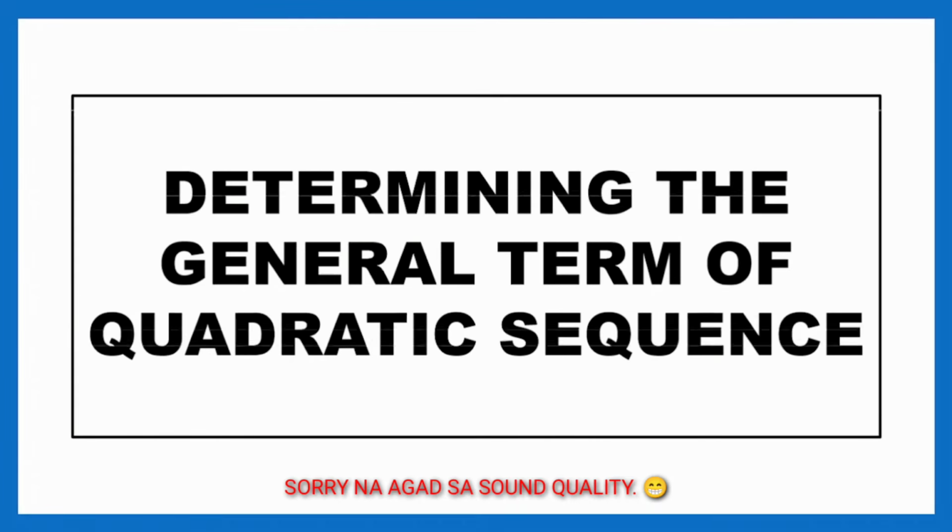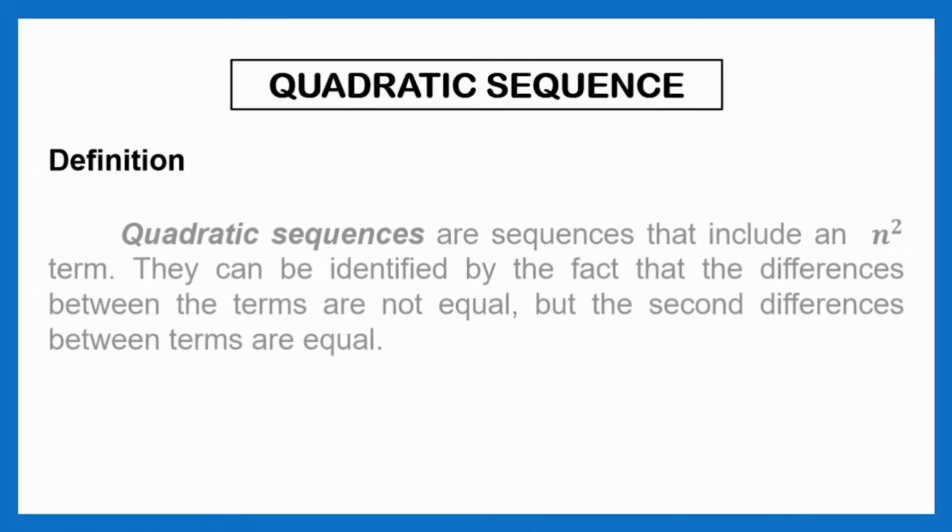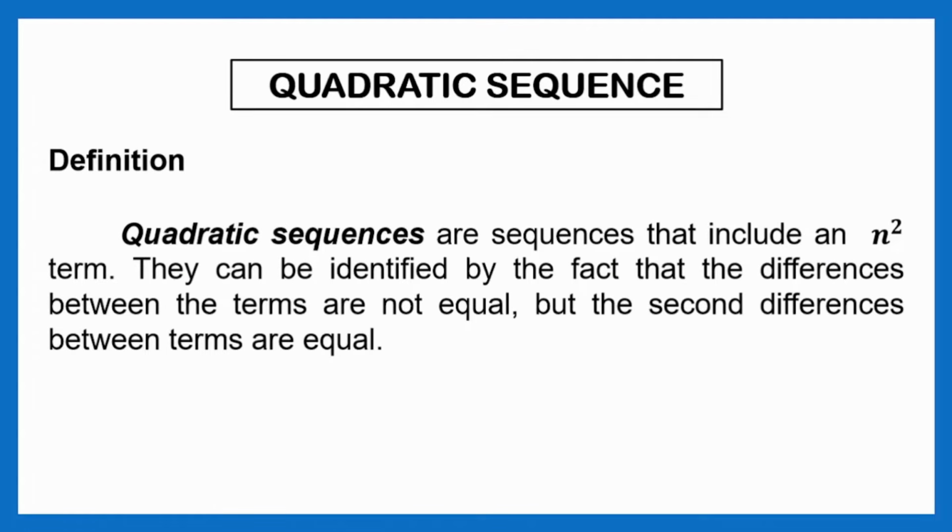Hi everyone! Welcome sa lesson natin ngayong araw. So for today, we're going to discuss about determining the general term of quadratic sequence. Ayan. So let's get this lesson started. So first, alamin muna natin kung ano nga bang ibig sabihin ng quadratic sequence. So by definition, quadratic sequences are sequences that include an n-squared term or quadratic term.